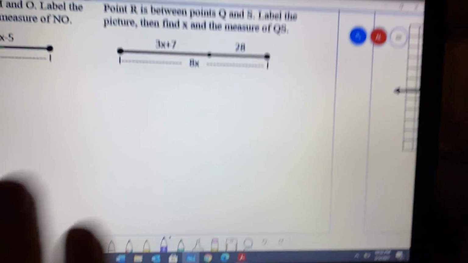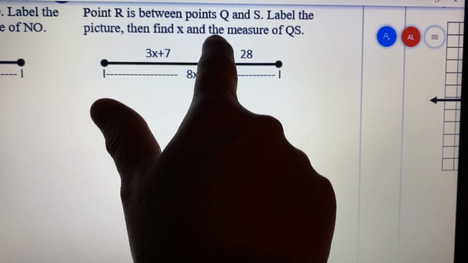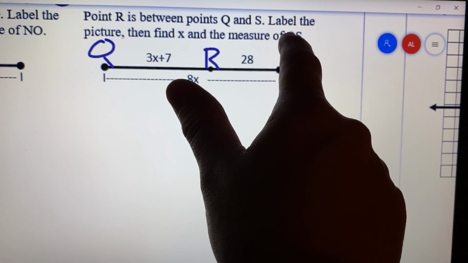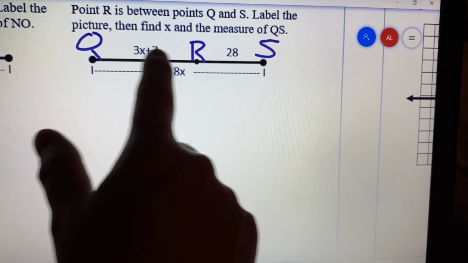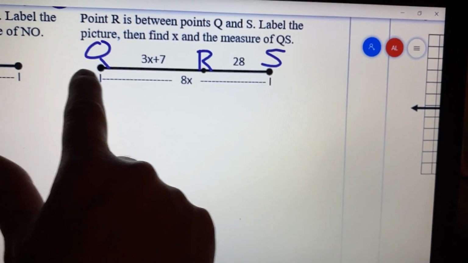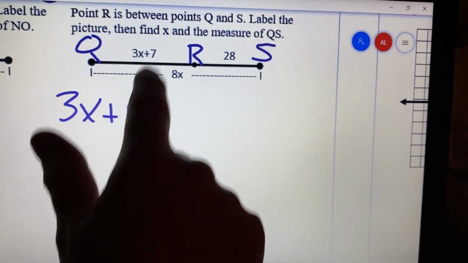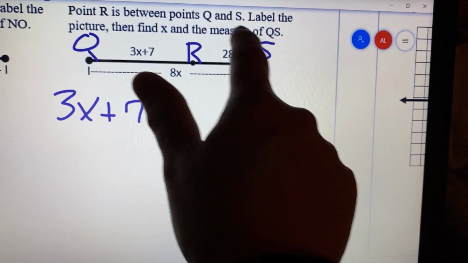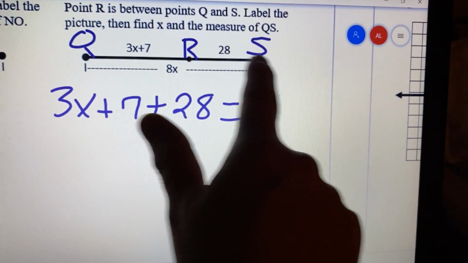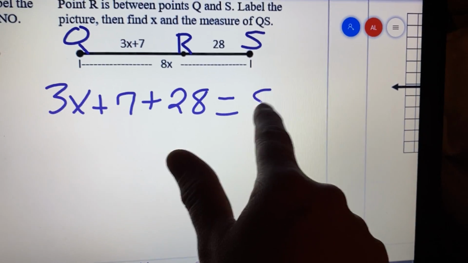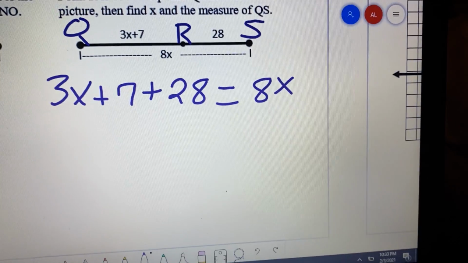Using the same principle here, it says point R is between Q and S. According to the segment addition postulate, this small piece plus this small piece will equal the length of the whole piece. So I'm going to say 3x plus 7, this piece, plus 28, which is this piece, equals the length of the whole segment, the great big segment, which is 8x. And then we'll just solve it using our normal steps for solving equations.